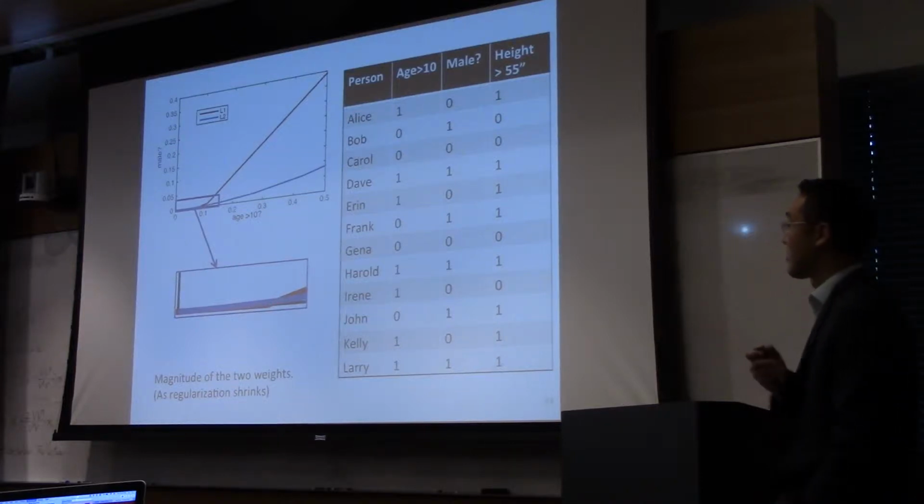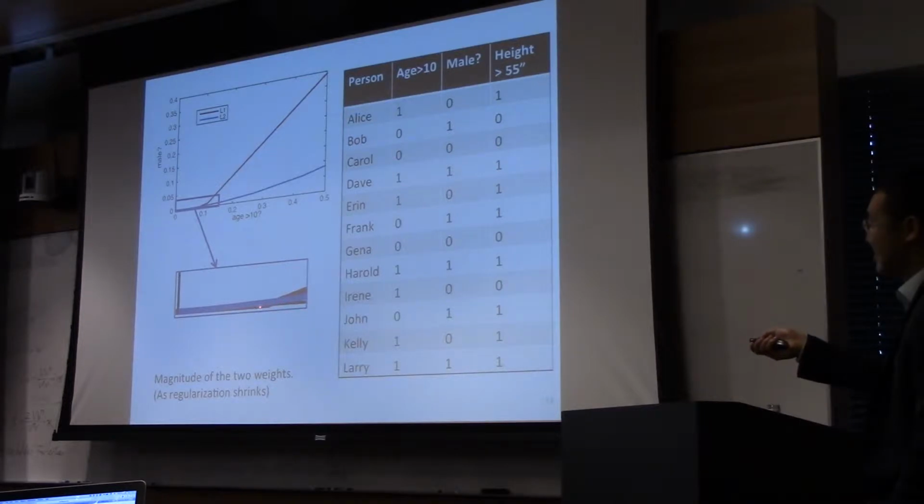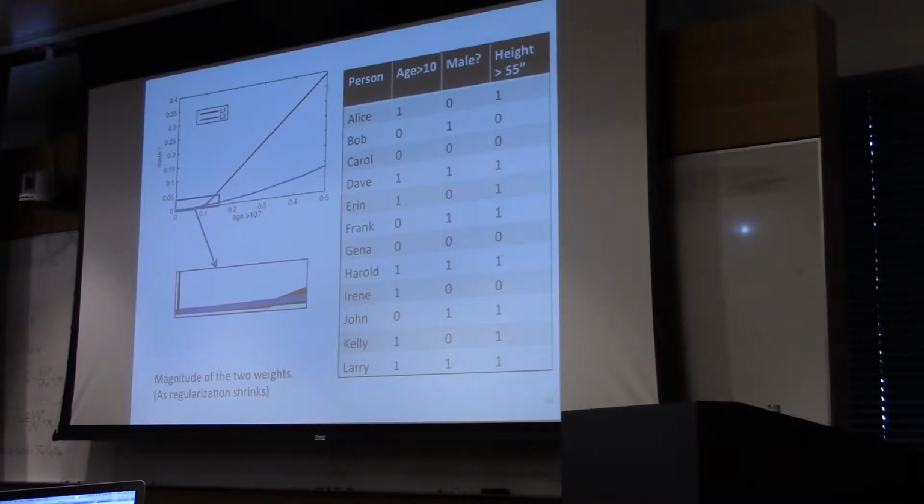The only non-zero component corresponds to the age component, whereas for L2 regularization, you put some small amount of weight on both components. Any questions?